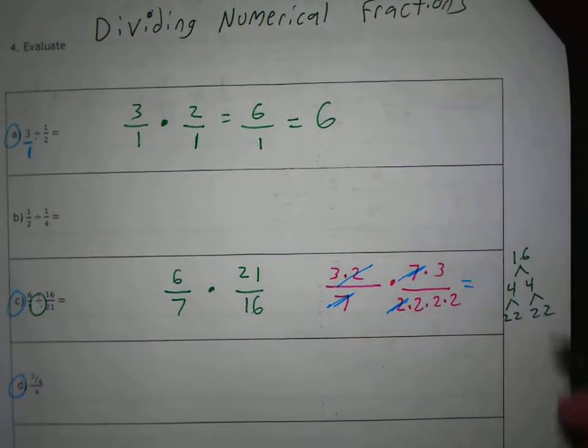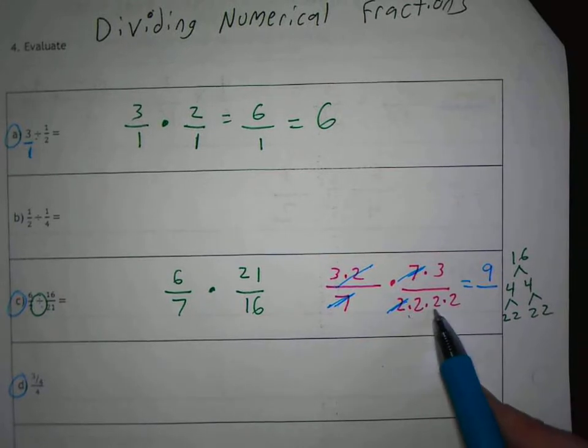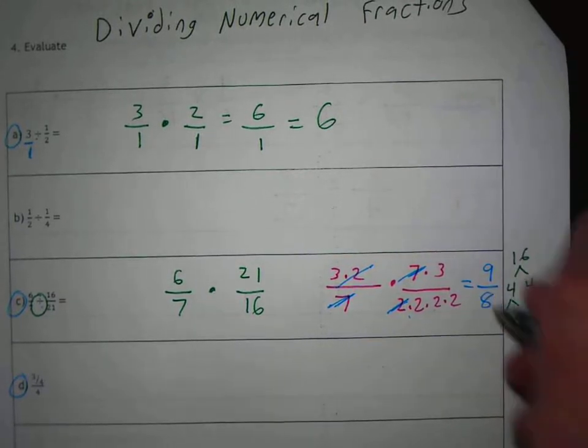So I get on the numerator, 3 times 3, that's 9. 2 times 2 times 2, that's 8. So 9 eighths, right?